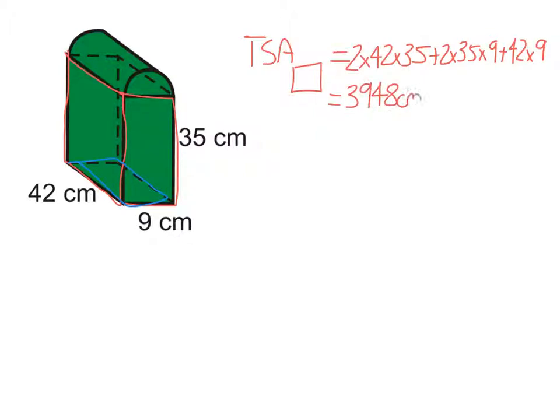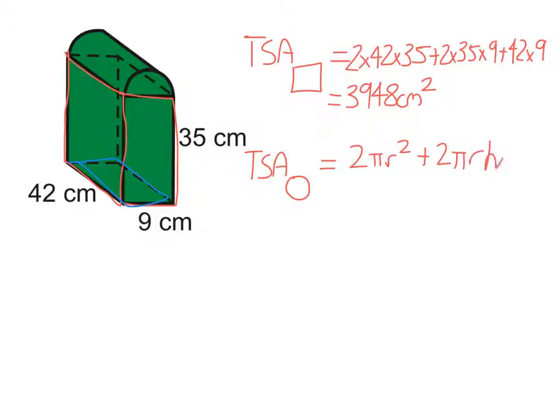So putting that on my calculator, I get 3,948 centimeters squared. So now I must find the total surface area of the half cylinder. So just put a circle there because it's kind of like a circular prism. Remember, the total surface area of a cylinder is 2 pi r squared plus 2 pi rh.